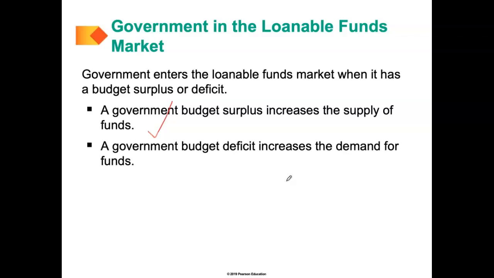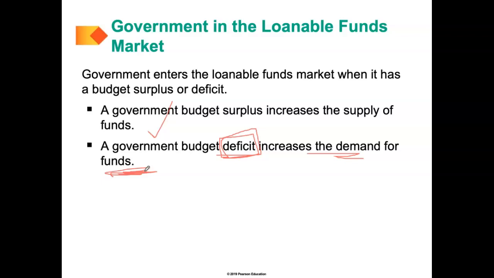But if the government is running a deficit, it means that the government is actually borrowing. So this increases the demand for loanable funds. Remember I said demand for loanable funds is synonymous with borrowing. Right, so now let's look at how the government affects financial markets.